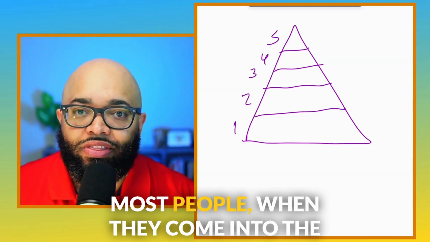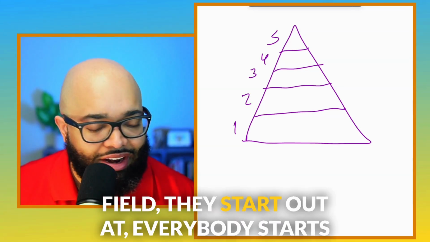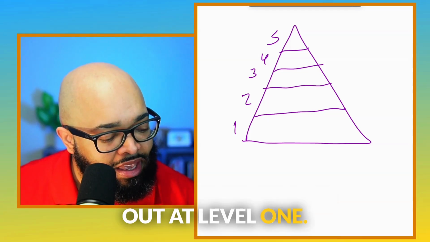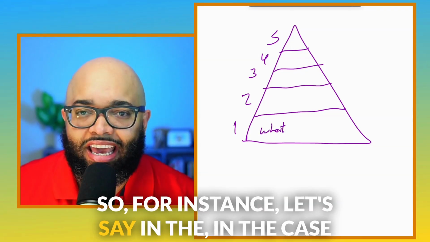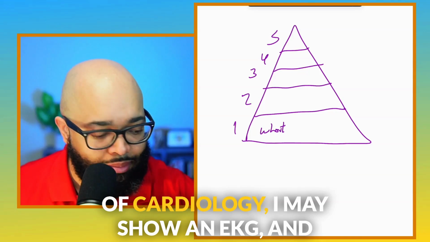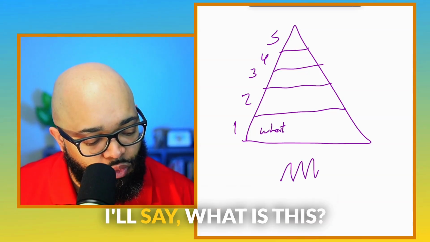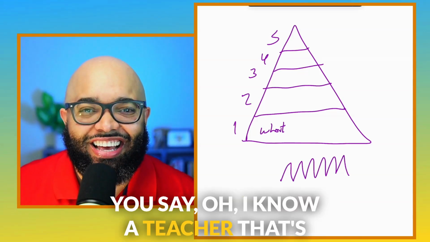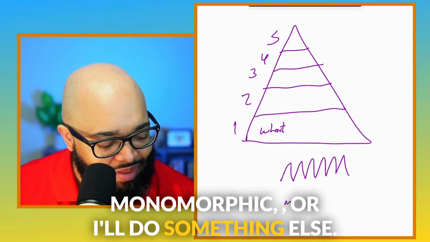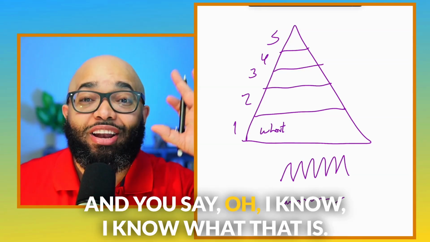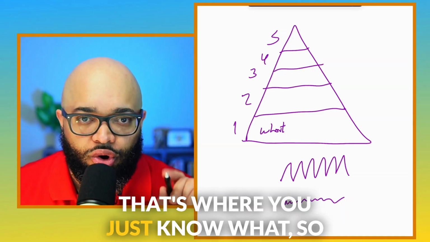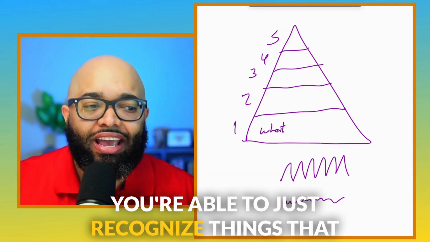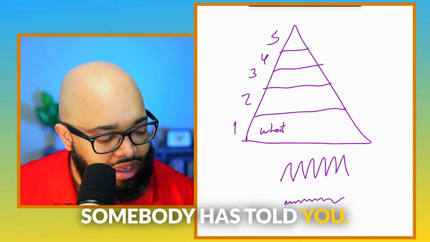Most people, when they come into the field, start out at level one. Level one is where you know the what. For instance, in the case of cardiology, I may show an EKG and say, what is this? You say, oh, I know, teacher, that's monomorphic. Or I'll show something else and say, what's this? And you say, oh, I know what that is, that's called VFib. That's where you just know the what. You're able to recognize things that somebody has told you.